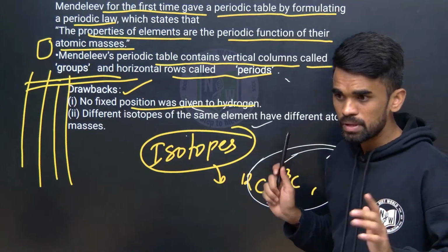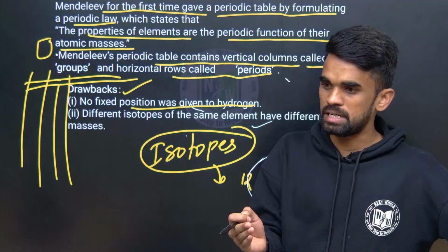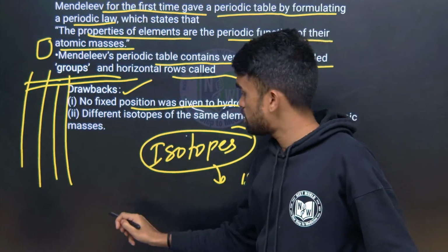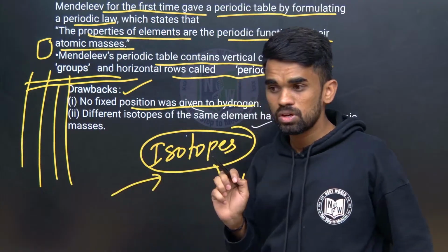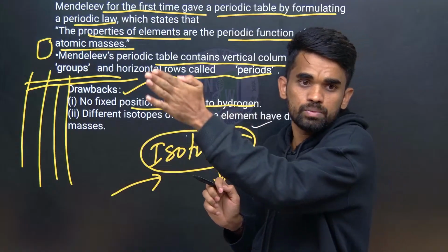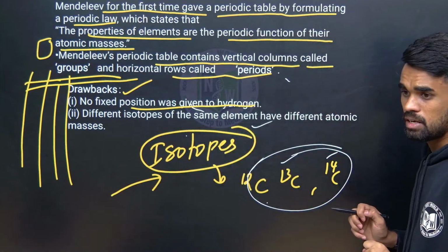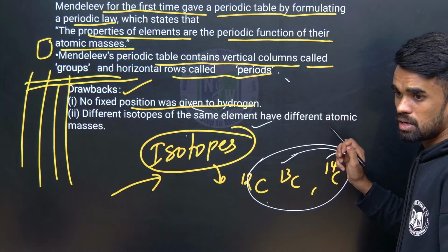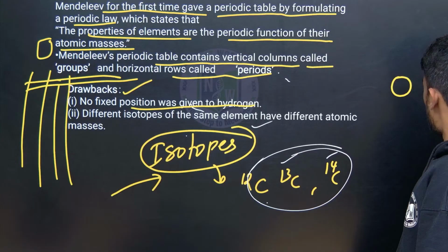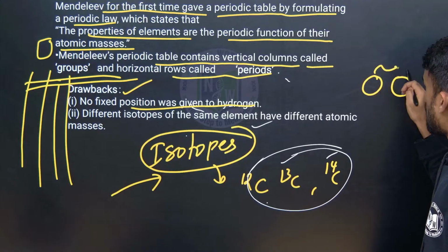Is that clear? Next, some elements have anomalous pairs. What is his basic periodic law? He arranged elements in increasing order of atomic mass. But a few elements with lower atomic mass occupy the front position and higher atomic mass the back position, which is called anomalous pairs.